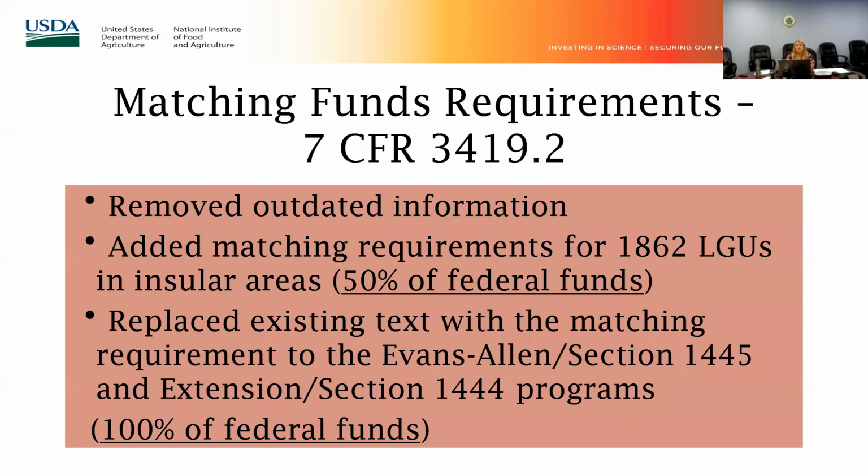So the matching funds requirements section removed a lot of outdated information. There was language in there about things due in 1999. So we stripped that out and we went in and added the matching requirements for 1862s and insular areas, which is a 50% requirement, and we replaced the existing text with the matching requirement for Section 1444 and 1445 programs, which is 100% of federal funds.